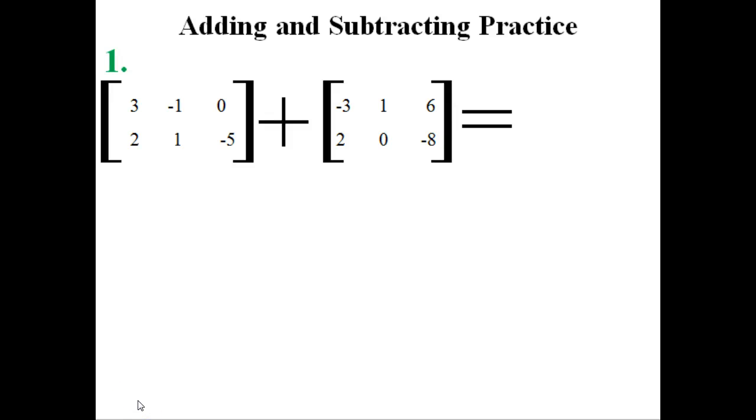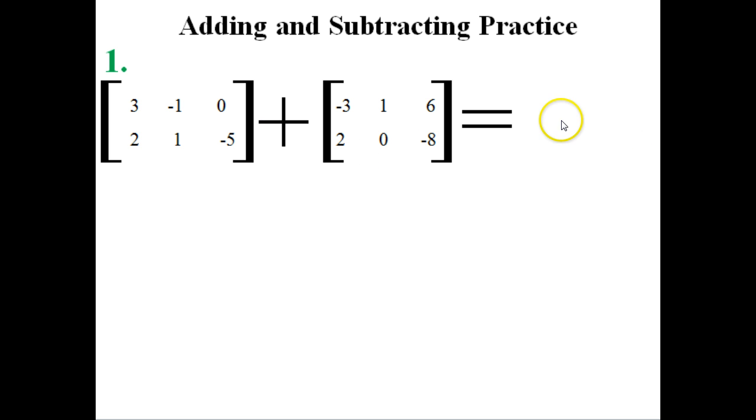This one we're going to be adding these two matrices together. And so if you notice here, they have the same number of rows and columns. This is a 2 by 3 matrix. This one is also a 2 by 3 matrix, which is a key component. They must have the same number of rows and same number of columns in order to combine the terms. So let's start walking through one here.